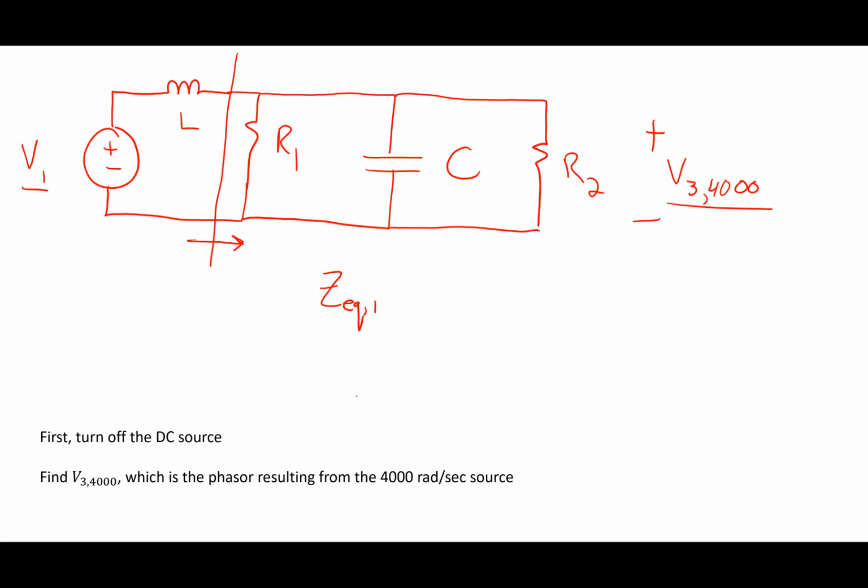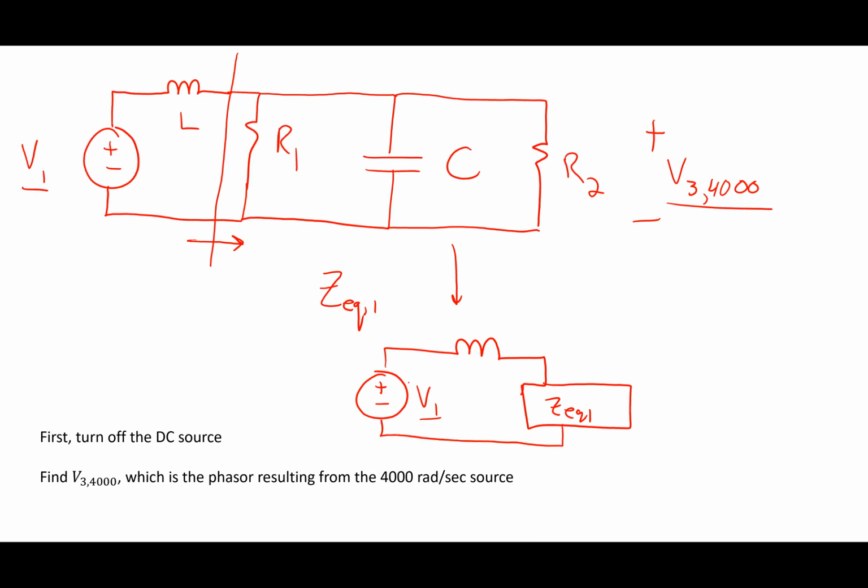All right. So basically this circuit would get simplified down to here's V1, here's L, and here is this ZEQ1, like that. And the voltage across ZEQ1 is the same as it is in the circuit above, right? Because ZEQ1 here is R1 in parallel with Z sub C in parallel with R2, like that.